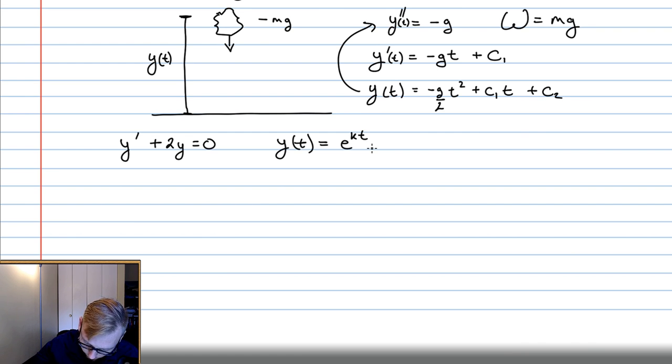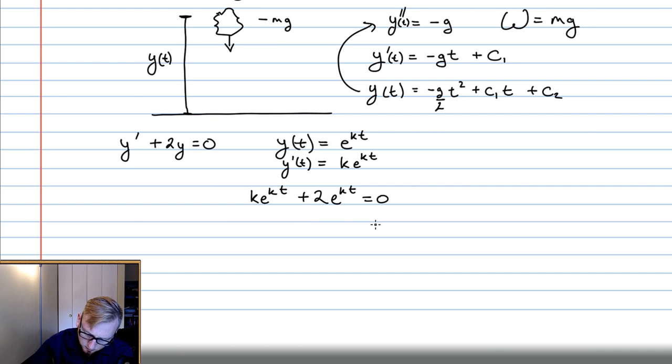Well, first we'll take the derivative of this. So we'll have our y prime of t. And this is an exponential function, so the derivative of e to the kt will just be k e to the kt. And that's all we need. Let's plug it in. So y prime is k e to the kt plus 2 times y, which is e to the kt, equals 0.